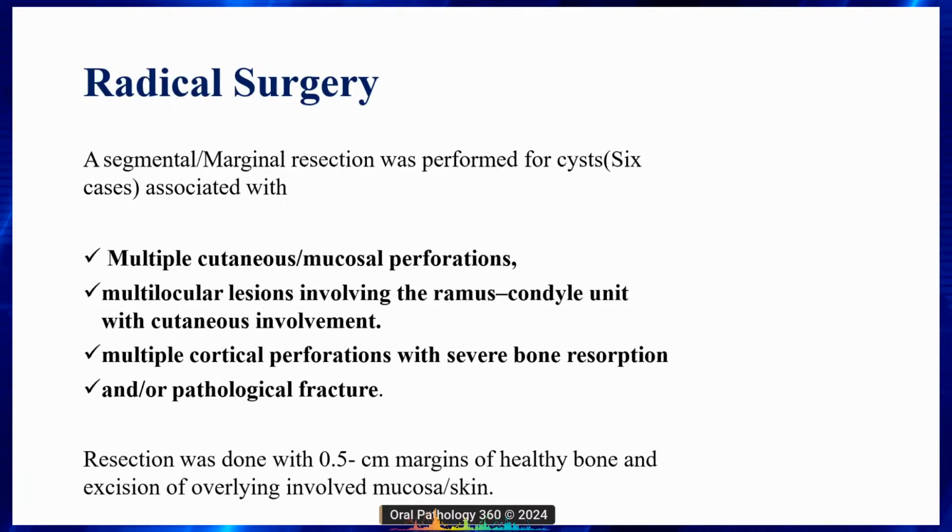A segmental or marginal resection was performed for 6 of the cases, which were associated with multiple cutaneous or mucosal perforations, multilocular lesions involving the ramus condyle unit with cutaneous involvement, multiple cortical perforations with severe bone resorption or pathological fracture. The resection was done with 0.5 centimeter margins of healthy bone, and excision of overlying mucosa and skin was done.